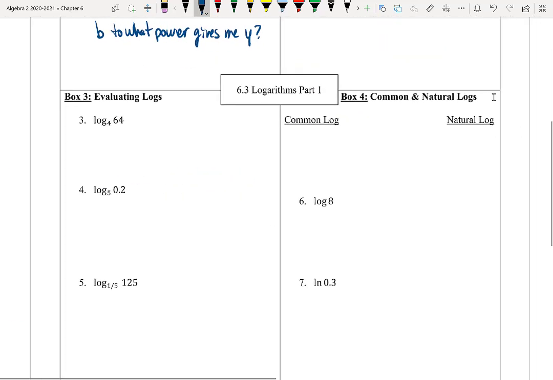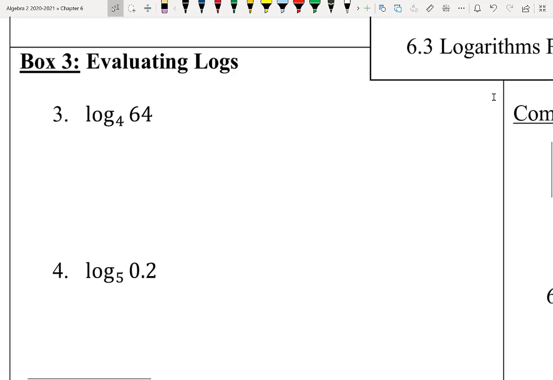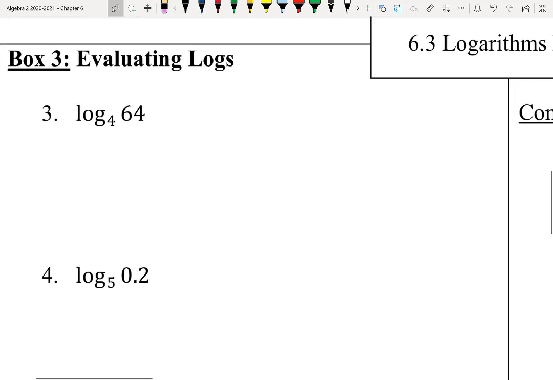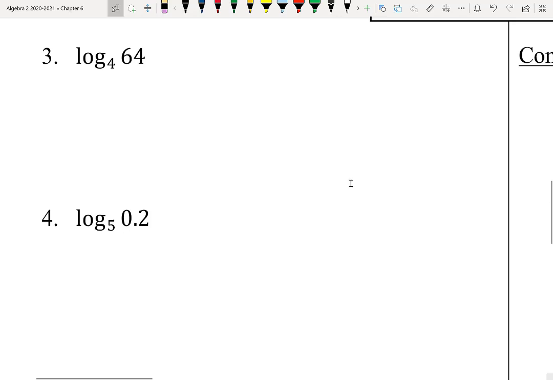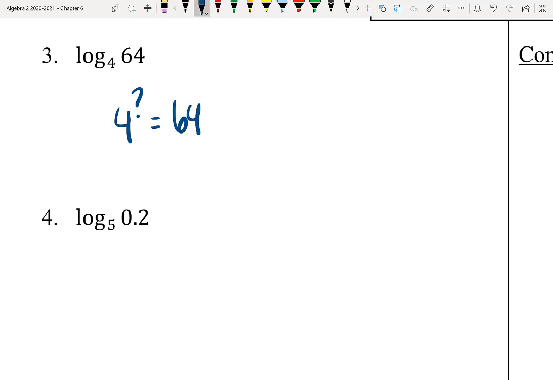Okay, so looking over here in box 3, getting into some evaluation problems. If we're trying to evaluate these, this is kind of starting us without having both sides of my equation. I'm trying to figure out what my exponent would have to be on my base to give me this evaluation. So, like we were talking about up in box 1, this is really rearranging this. I'm trying to figure out 4 to what power gives me 64. And that question mark that I'm trying to figure out, that's my solution. That's what log base 4 of 64 is.